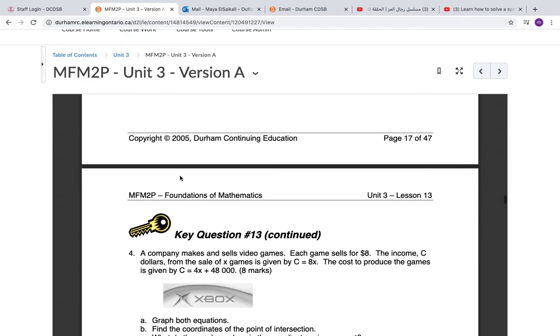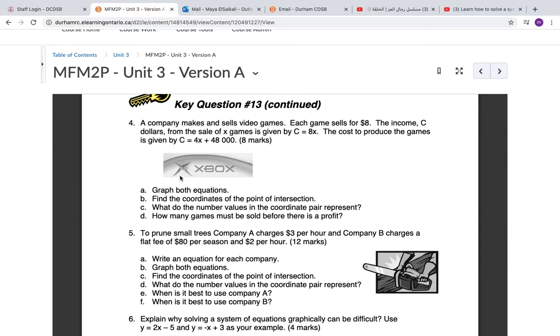So this question is basically you just explaining. Question number 4. A company makes and sells video games. Each game sells for $8, and the income C dollars from the sale of X games is given by C equals 8X. The cost to produce the game is given by C equals 4X plus 48,000. Graph both equations. It's going to be very hard to graph this equation on paper because you're starting at 48,000, and that's going to be a huge number.